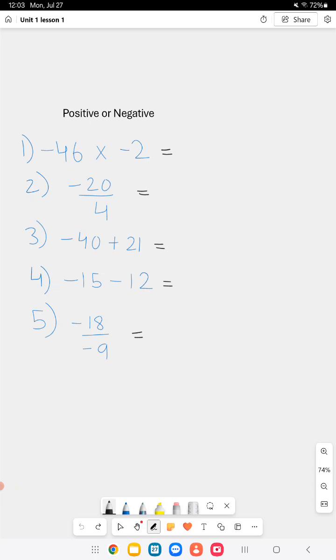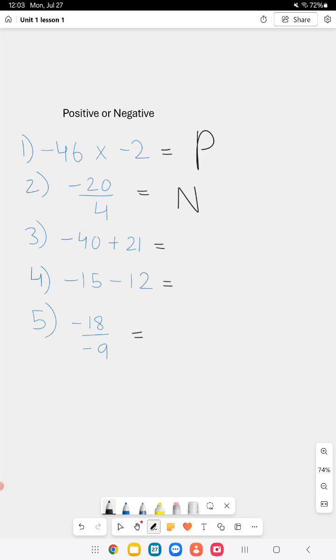First we will be discussing the answers from our previous video, and then we will learn our new lesson. For our first question we got negative 46 times negative 2. When we multiply a negative number by another negative number, the answer will always be positive. And same goes for the next question, kind of. When we divide a negative number by a positive number, the answer will always be negative.